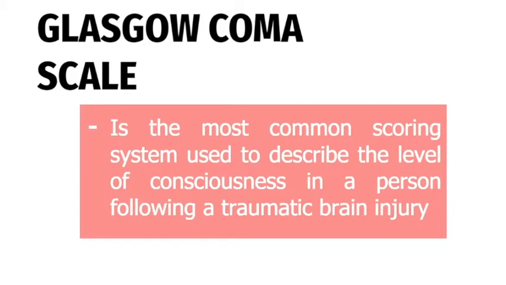For the first CLO, CLO number 1 is the definition of terms. Before we go into details for the different terms, let us first define what the Glasgow Coma Scale is. The Glasgow Coma Scale is the most common scoring system used to describe the level of consciousness in a person following a traumatic brain injury. Basically, it is used to help gauge the severity of an acute brain injury. The test is simple, it is reliable, and it correlates well with outcome following a severe brain injury.